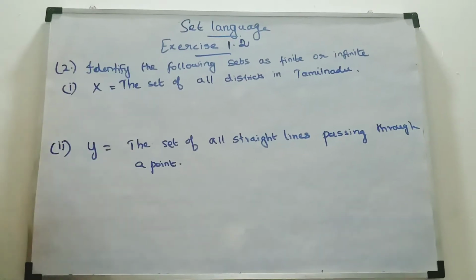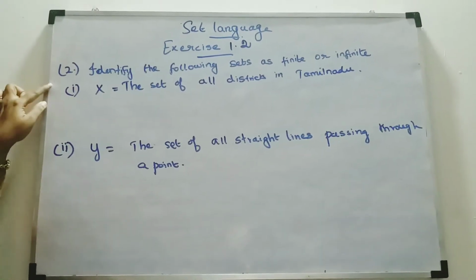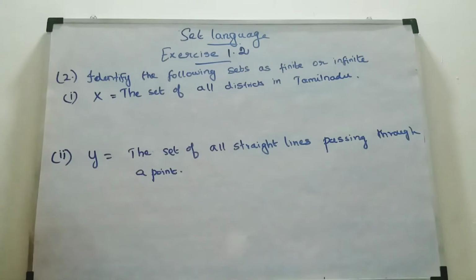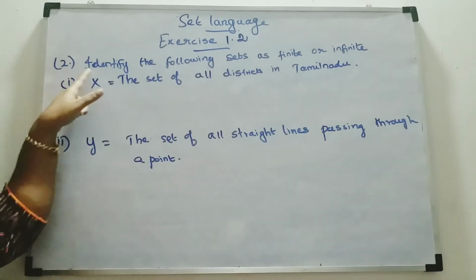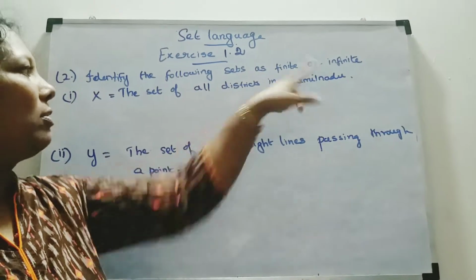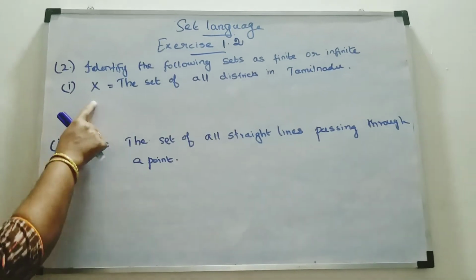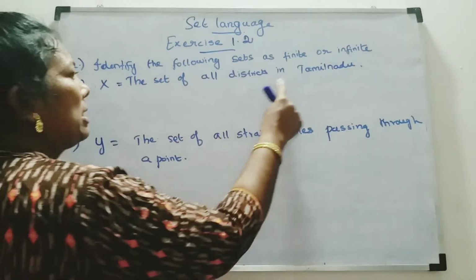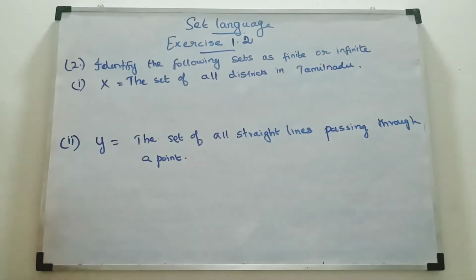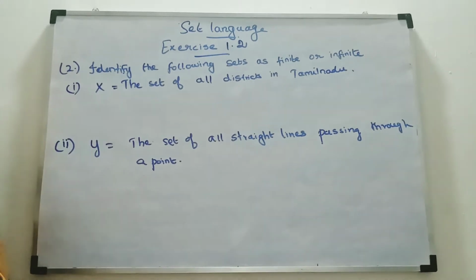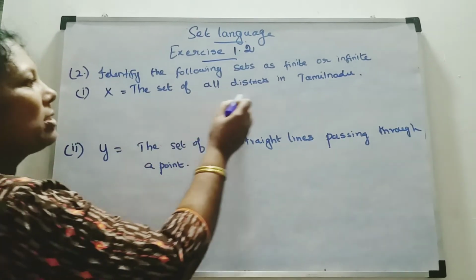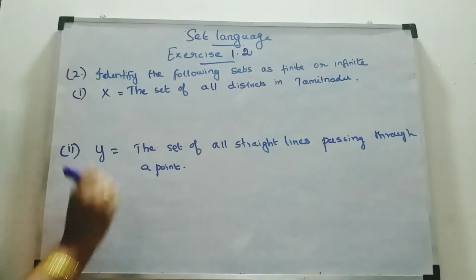Today we are going to see the second problem in exercise 1.2, that is, identify the following sets as finite or infinite. X is equal to the set of all districts in Tamil Nadu. Is the set of all districts in Tamil Nadu finite or infinite?